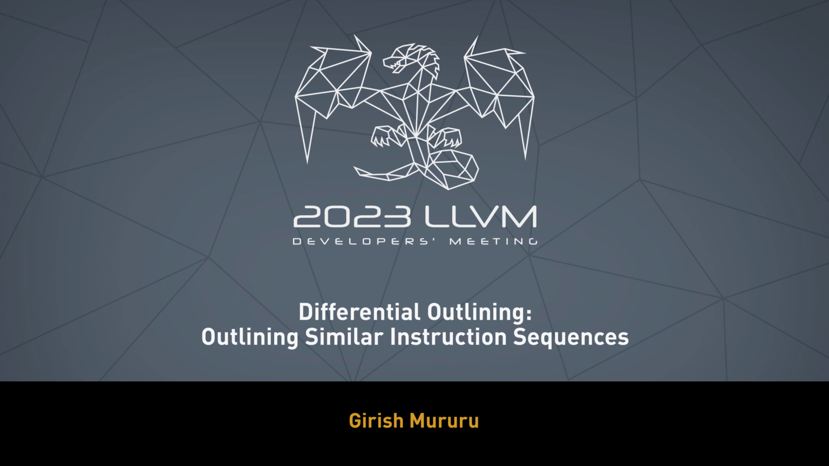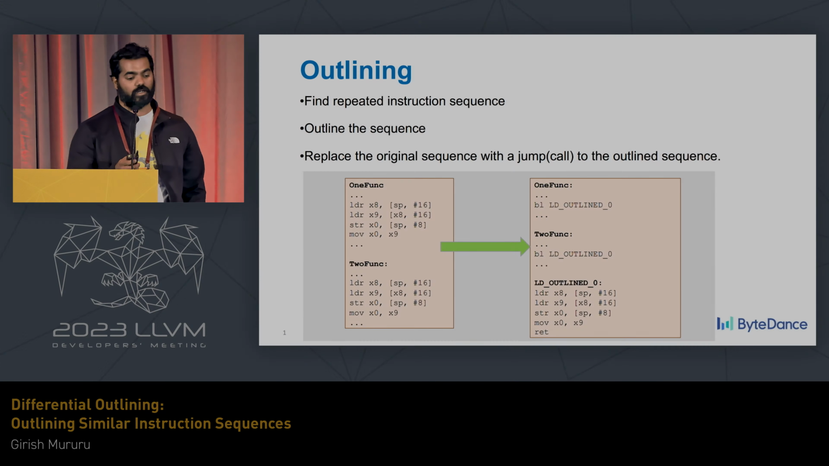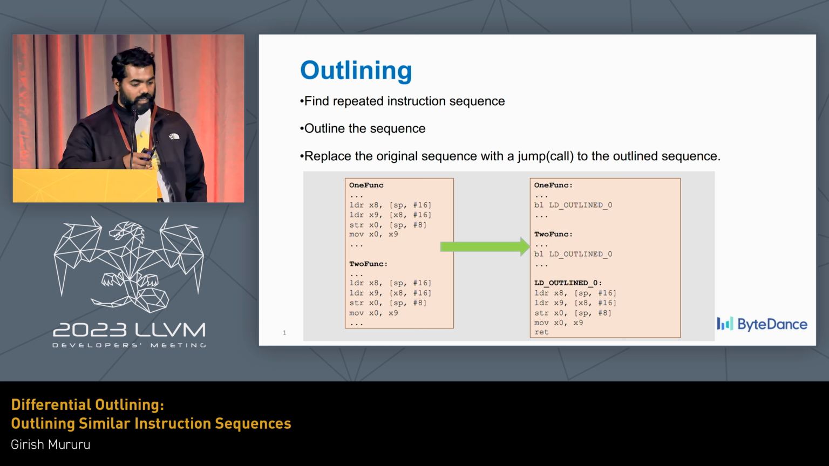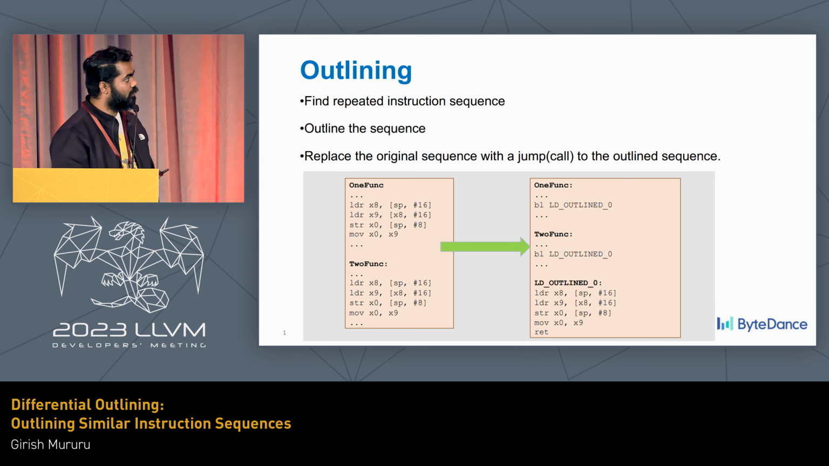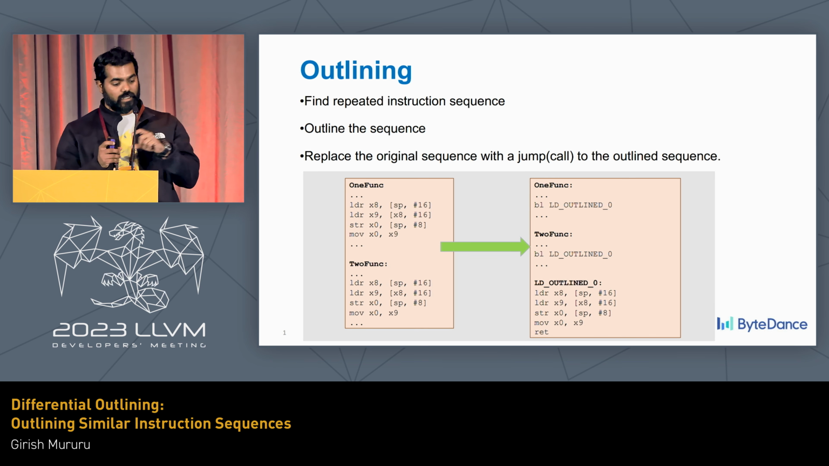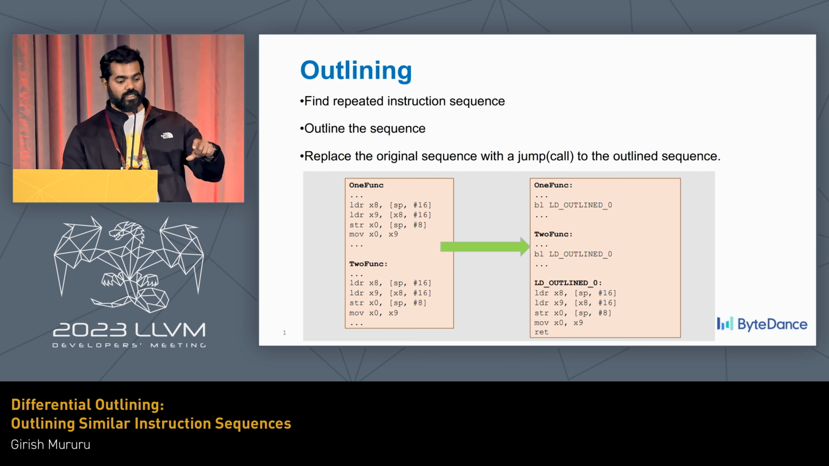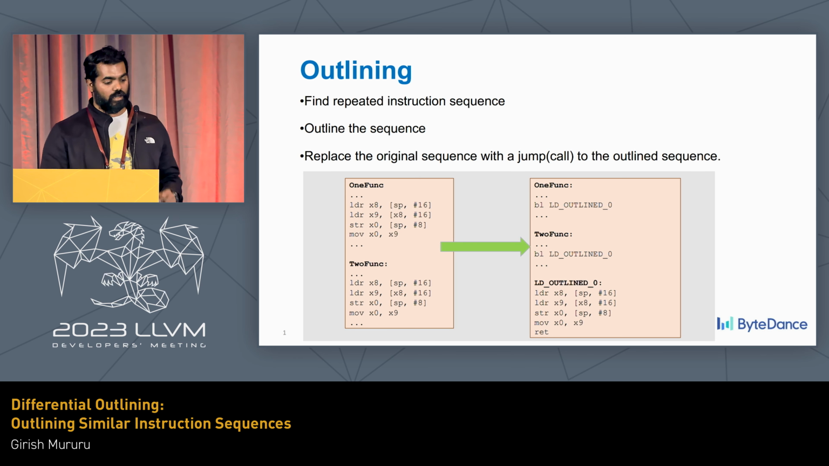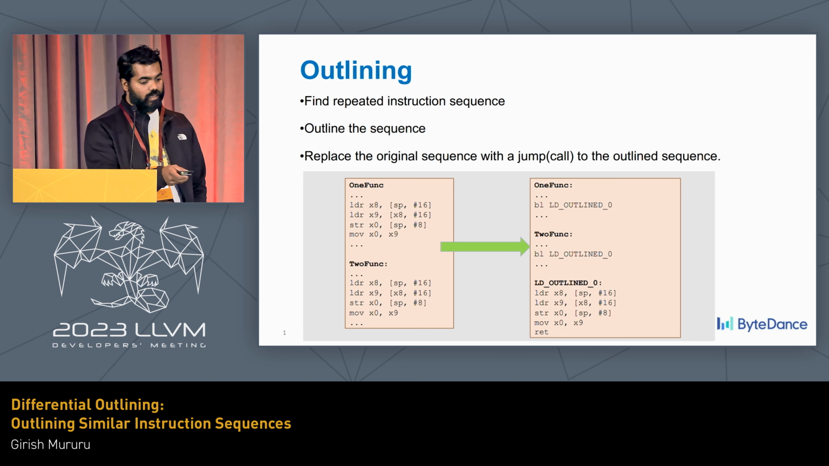So outlining is a fairly used optimization for code size. It's basically finding these repeated instruction sequences and outlining these sequences, and then replacing the original sequences with a jump call.